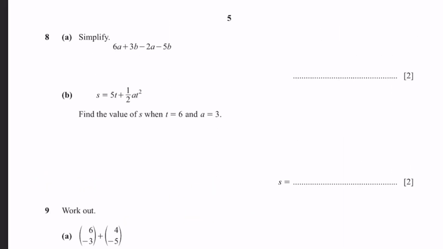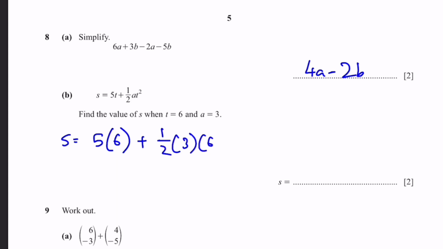Question 8. A. Simplify 6a plus 3b minus 2a minus 5b. 6a minus 2a is equal to 4a, and 3b minus 5b is negative 2b. So this answer will be 4a minus 2b. B. S is equal to 5t plus half at squared. Find the value of s when t is equal to 6 and a is equal to 3. We can just substitute. S is equal to 5 into 6 plus half into 3 into 6 squared.